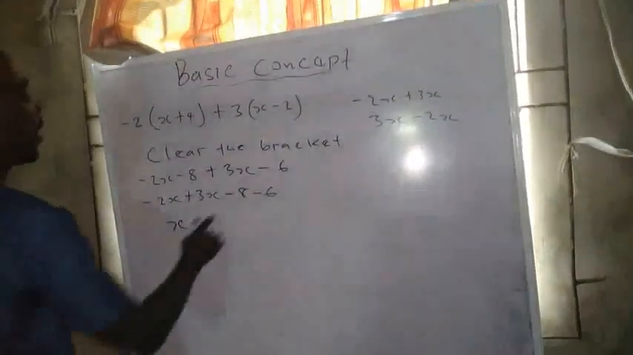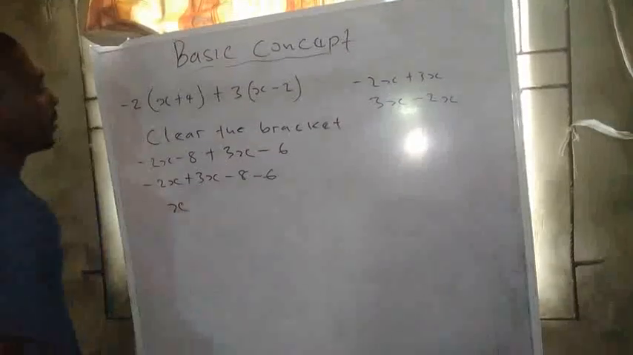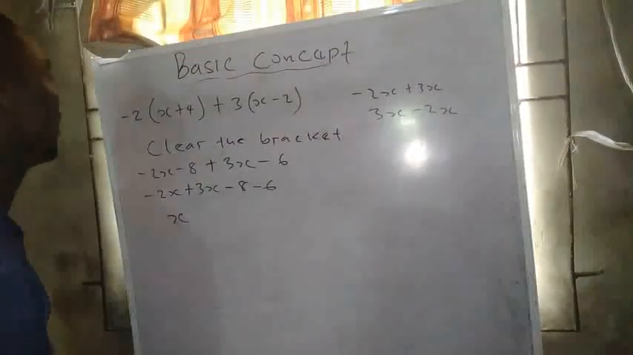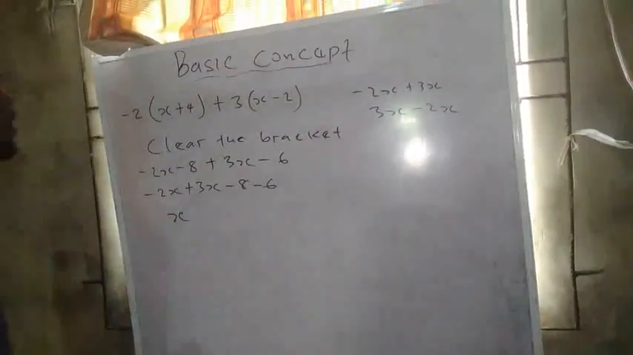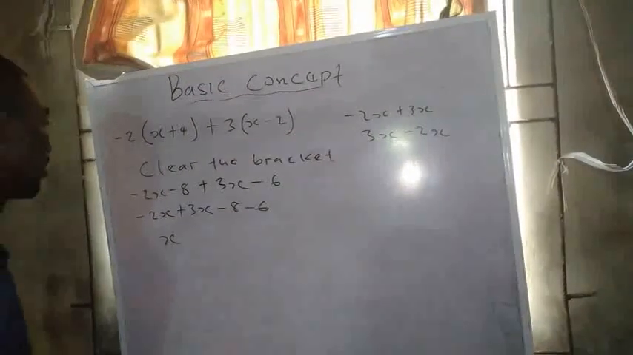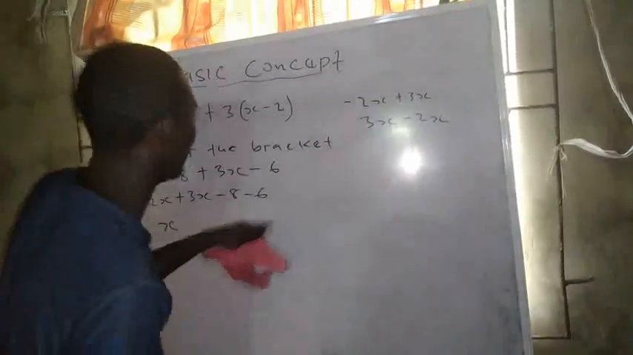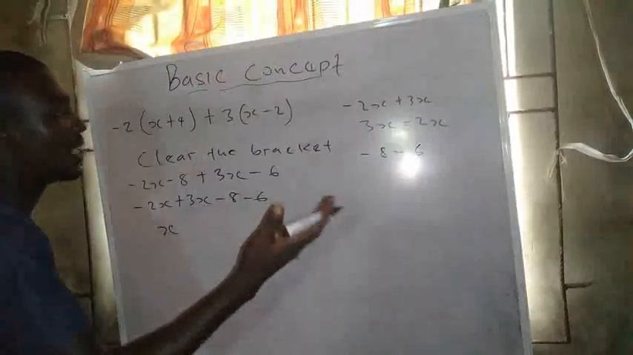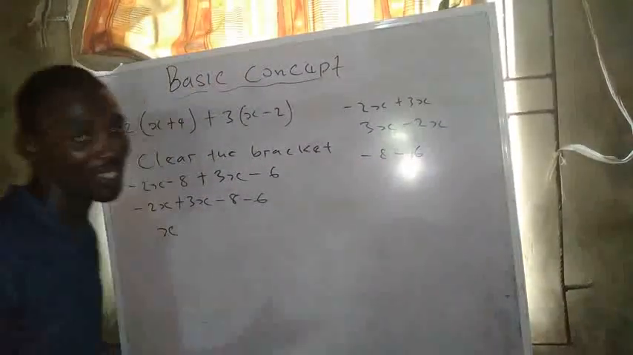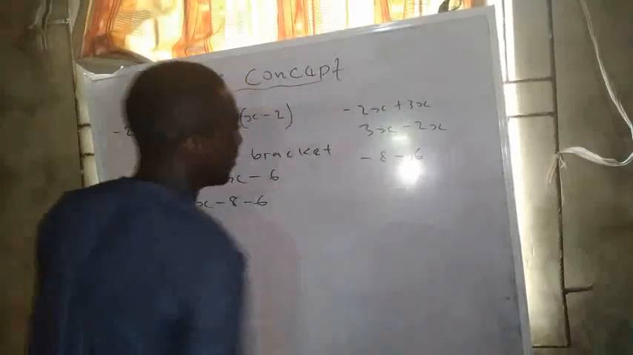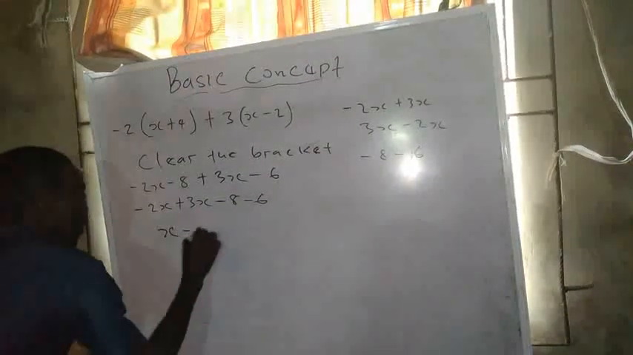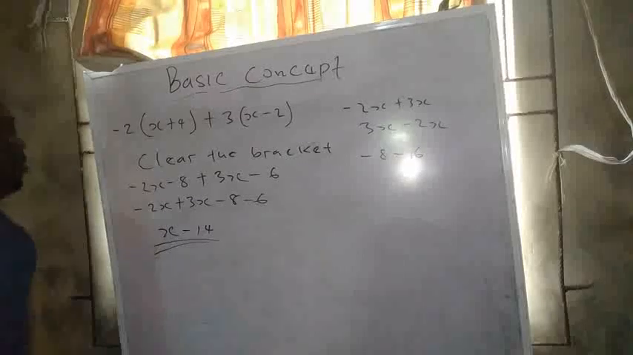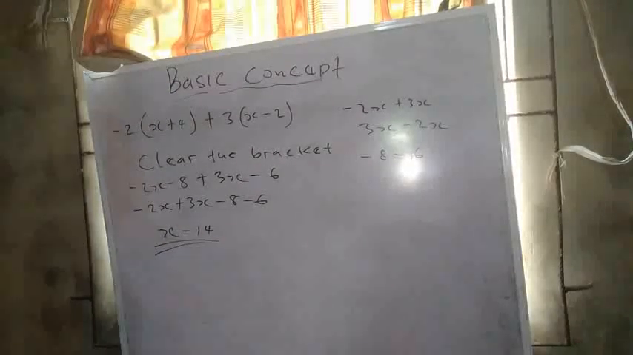Here we are having minus 8 minus 6. Minus 8 minus 6 is what? Yeah, I told you earlier that when you are having minus minus, they are what? Debt. So minus 8 minus 6 is equals to what? Minus 14. I think we are done. Yes, we are done.